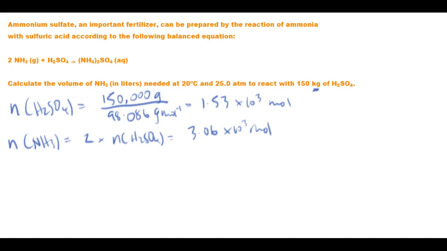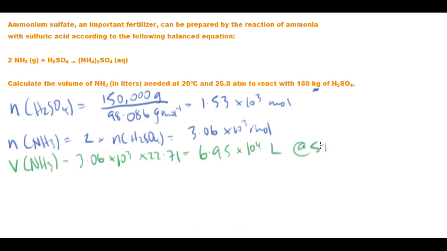Awesome. Now that we know that, we can figure out, using Avogadro's law, the volume of our ammonia, which is simply going to be 3.06 by 10 to the 3 times 22.71, which is 6.95 by 10 to the 4 liters. Now, this 6.95 by 10 to the 4 liters is at STP, which is standard temperature and pressure, being 273 Kelvin and 1 atmosphere.